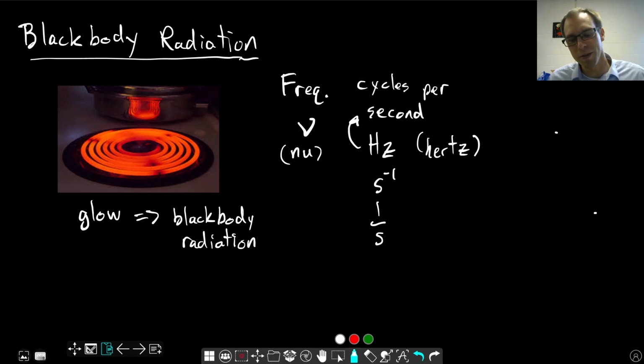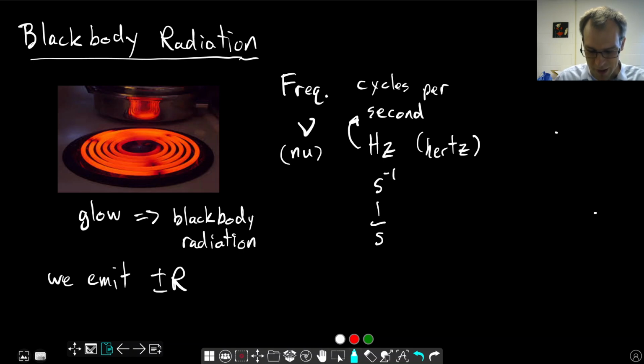We are basically blackbody radiation emitters as well. You just can't see us glow because most of the light that we emit is not visible light, but instead in the infrared. You can use this fact to make night vision goggles, so you can see things in the dark. If you have a camera that can see in the infrared, you can see people even when the lights are off because we glow. So that's just kind of a fun fact.